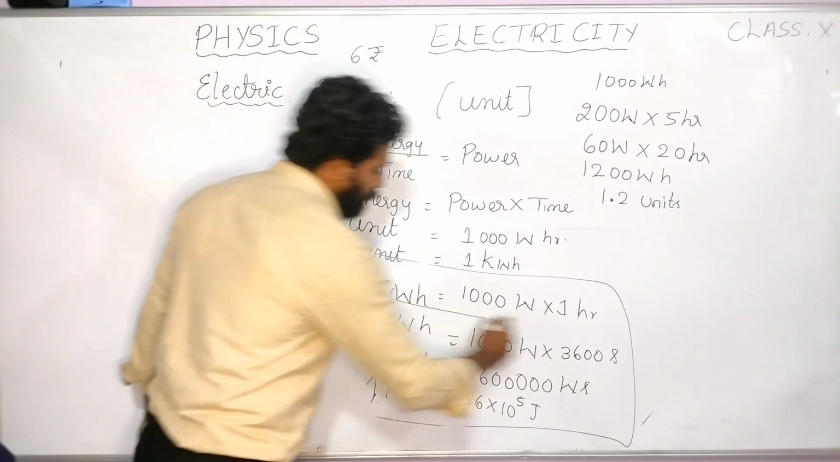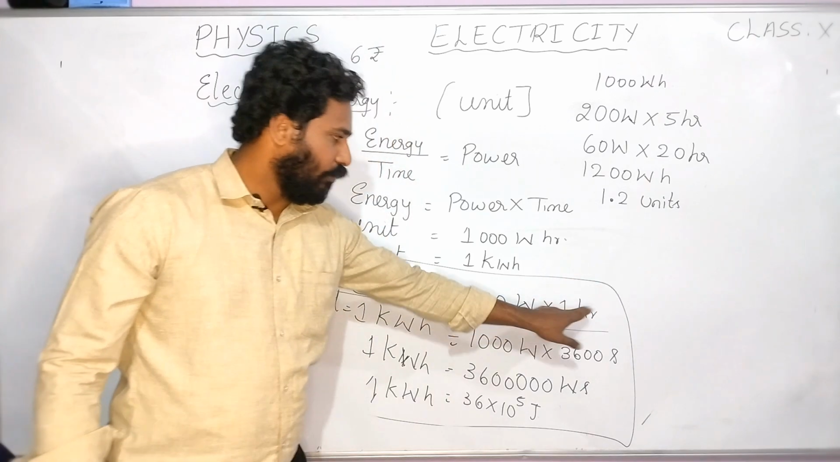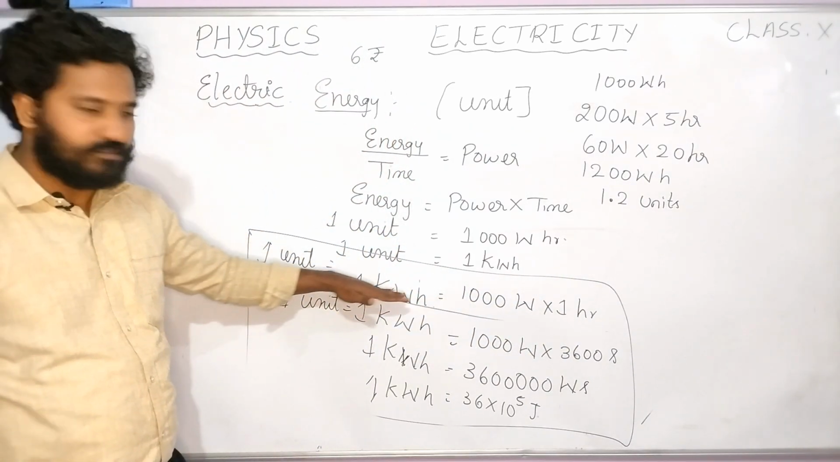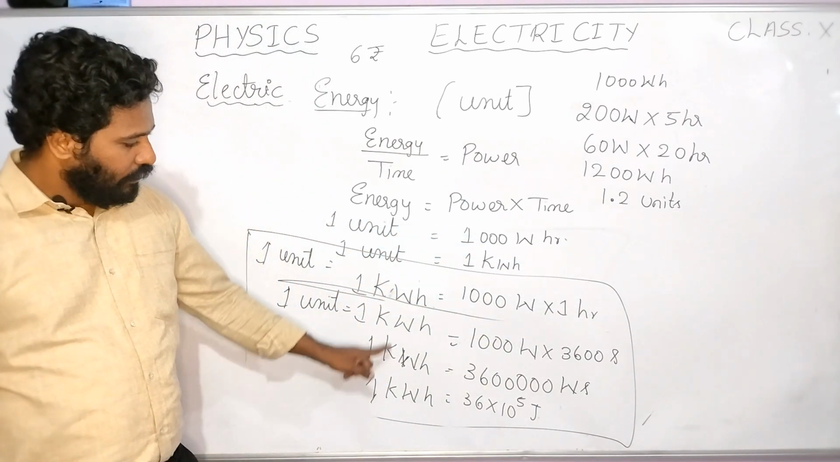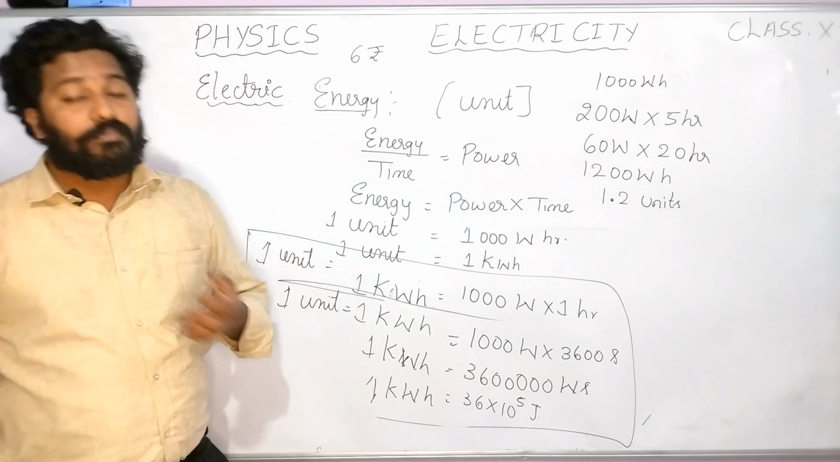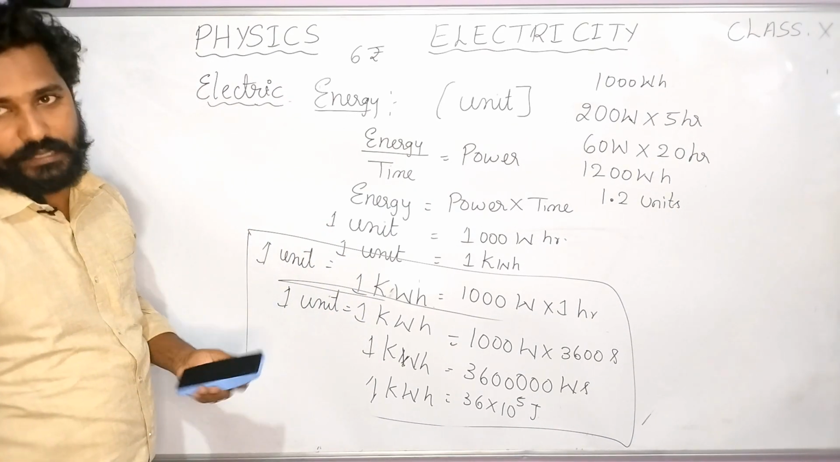Okay, 1 unit means 1 kilowatt hour, which means 1000 watt into 1 hour. From here you can write, no problem. 1 unit equals 1 kilowatt hour, that is 1000 watt into 1 hour. So that you will get 36 into 10 to the power of 5 J. Okay, this is how we will calculate the electric bill.